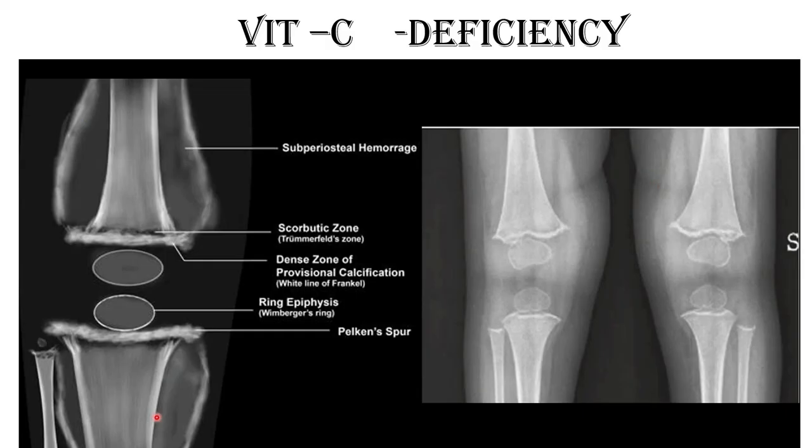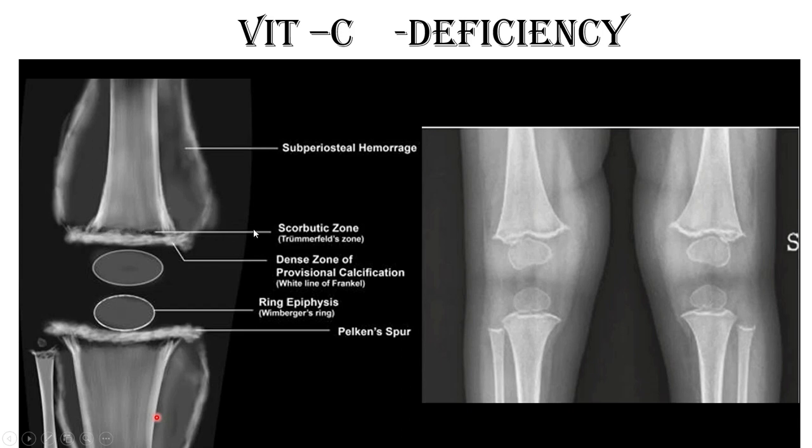And last but not the least, there is a special type of bone problem found in vitamin C deficiency also. It is not related to rickets. Just for information, I put this slide. Due to collagen deficiency or defective collagen development, there will be a chance of subperiosteal hematoma or subperiosteal hemorrhage. After that, there will be a zone of rarefaction in the zone of provisional calcification.